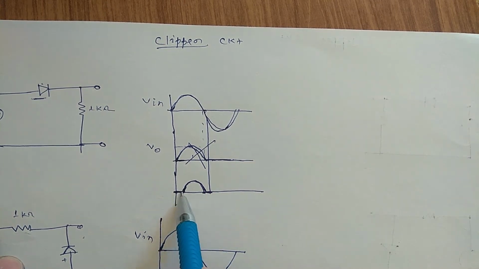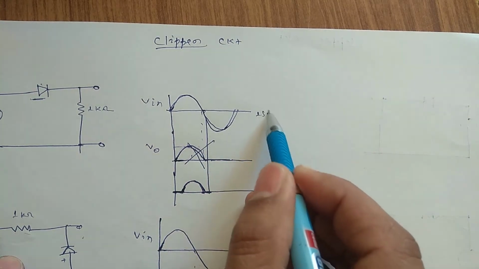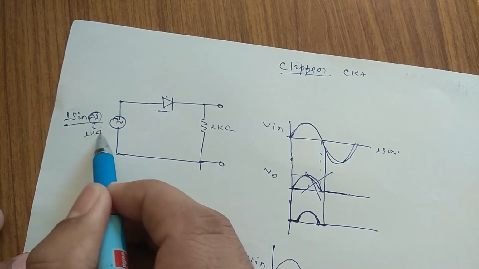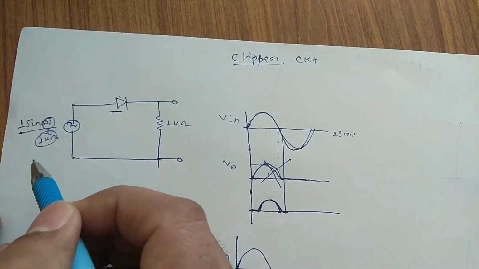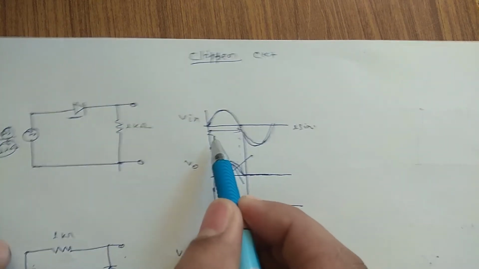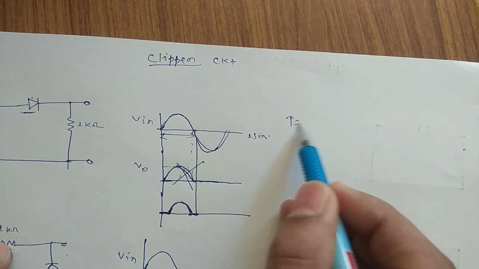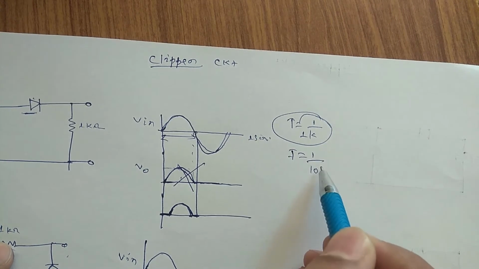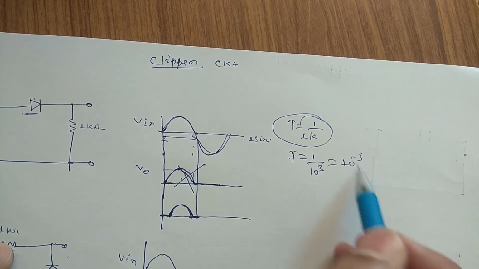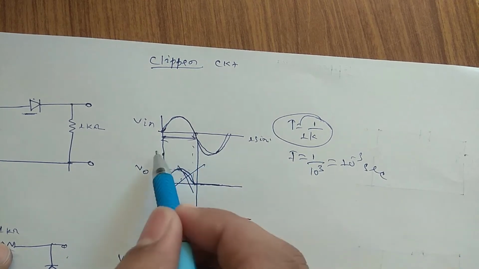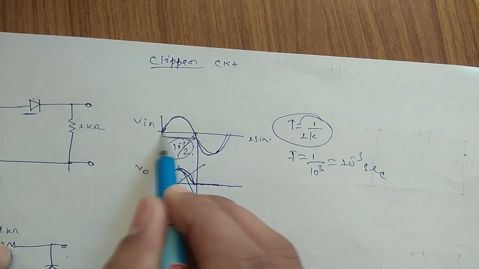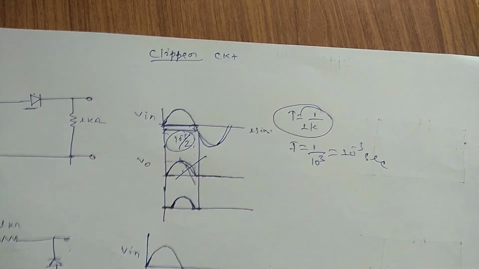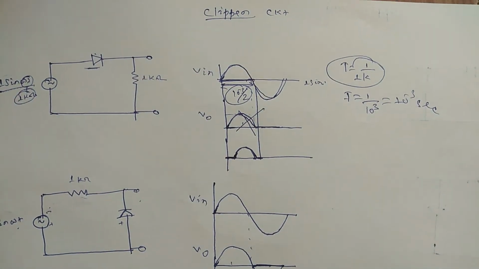Generally we don't see it at high frequency. Why? If this is 1 sin omega t, say a frequency of 10 hertz or any hertz, then suppose we keep it at 1 kilohertz. The time period is 1 by 1 kilohertz, which is 10 to the power minus 3 seconds. Now T by 2 will be 10 to the power minus 3 by 2 seconds. In this period, if we check, you are going to get that much voltage. Now we are going to check this on the DSO.